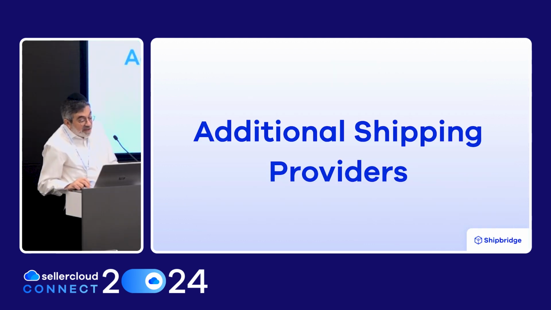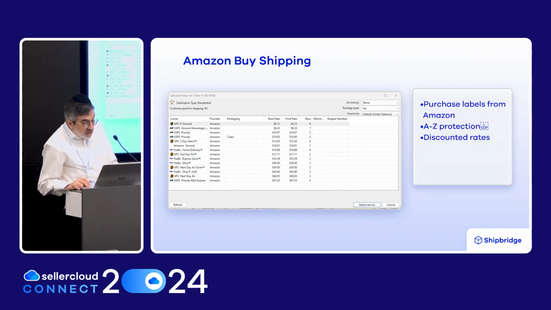Additional shipping providers. So we made some improvement in this area. We have Amazon Buy Shipping. Amazon Buy Shipping offers you the following advantages. You're purchasing the labels directly from Amazon. You get the A to Z protection, and you get discounted rates.